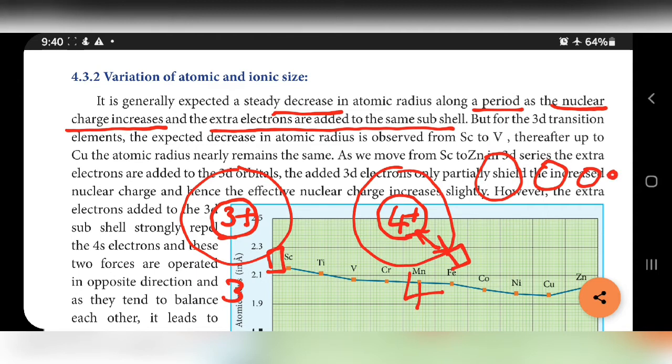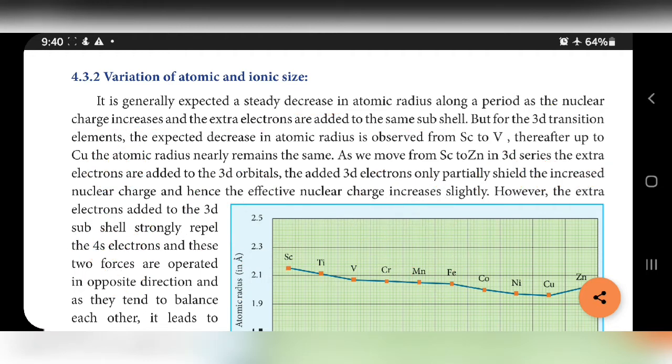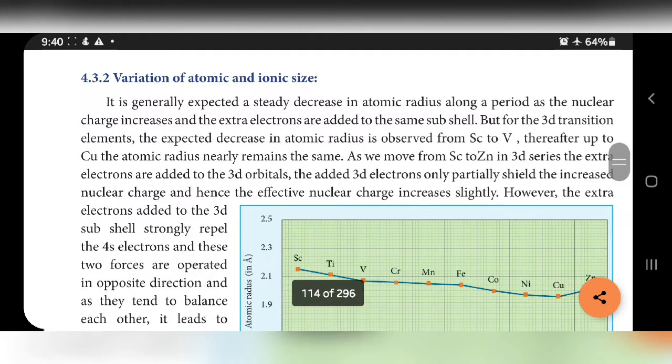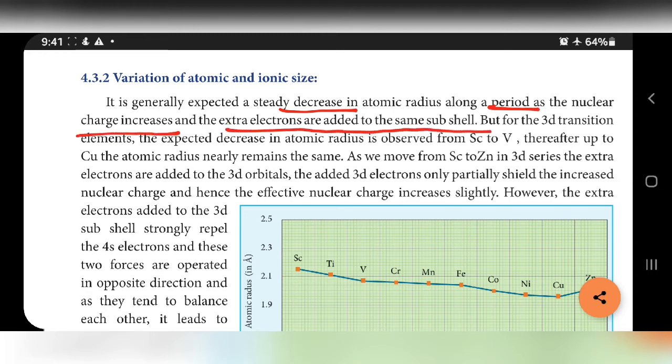But if you are moving from top to bottom, the number of orbits increases. If this atom contains 2 orbits, the next atom contains 3 orbits, the next atom contains 4 orbits. So number of orbits increases means size also increases. So generally size decreases in a period, because nuclear charge increases and the extra electrons are added to the same orbit, same subshell.